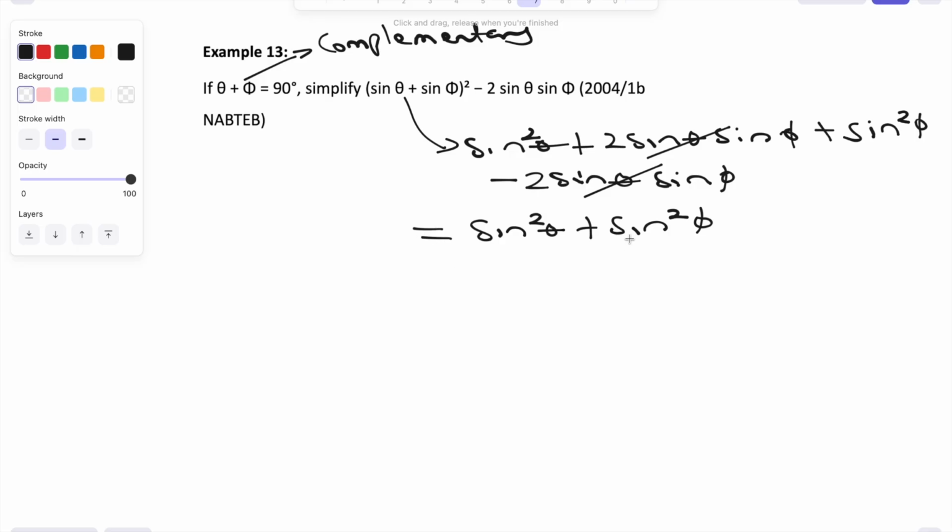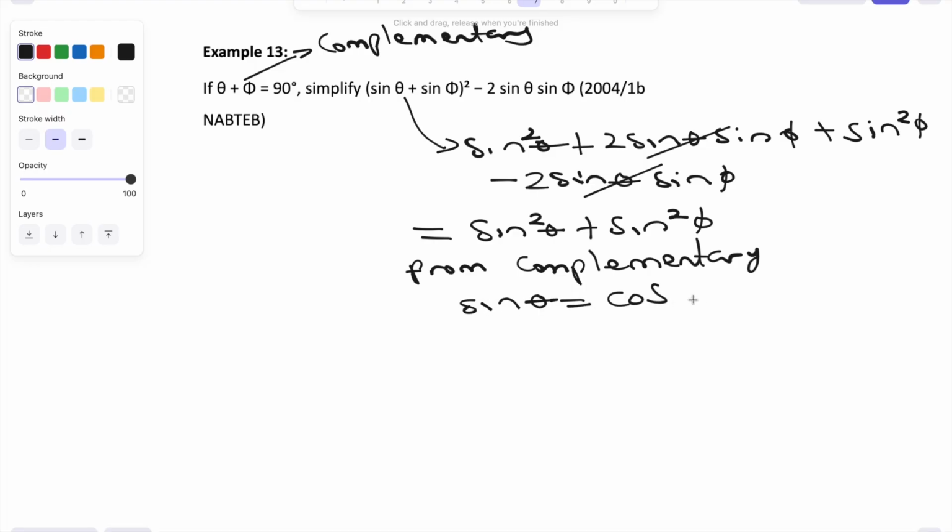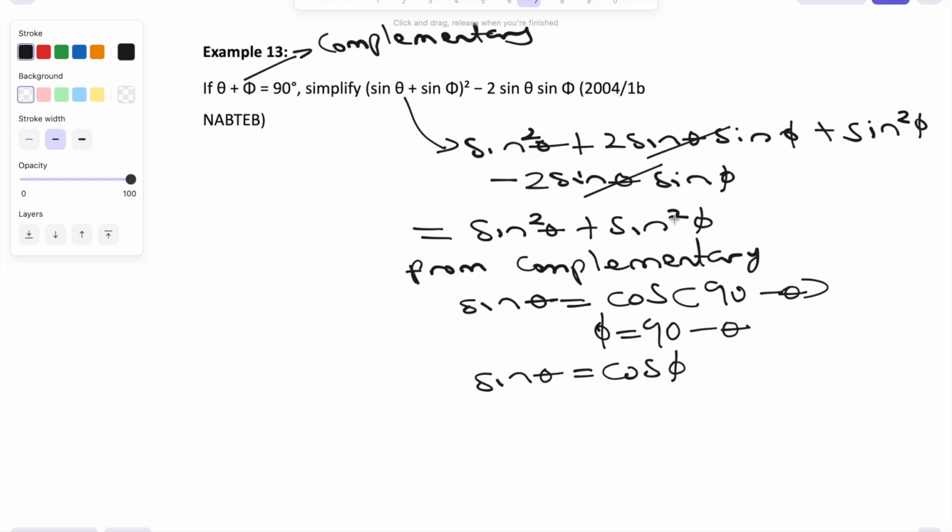What can I see from this? Since theta plus phi is equal to 90 degrees, we also know from complementary angles, and this is why I love this question because it ties a lot of things that we've done before, that sine theta is equal to cos of 90 minus theta. And from here I could say phi is equal to 90 minus theta. So I could just say sine theta is equal to cos phi. So sine square theta is like saying cos square phi, plus sine square phi.